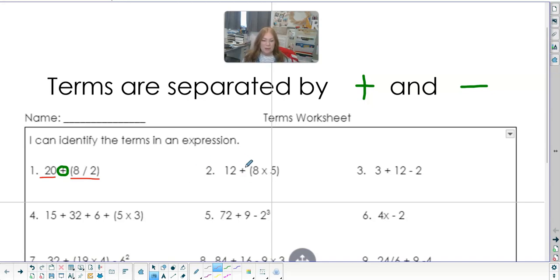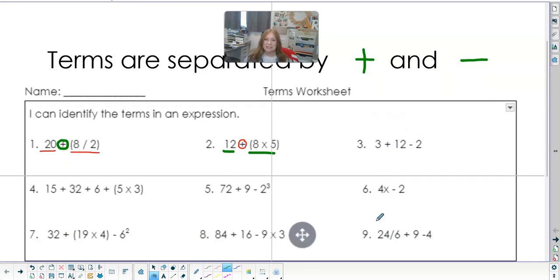So number 2, we have this add sign here, and then we're adding on 8 times 5. So we only have one add or subtract sign. So 12 is a term, and then 8 times 5 is a term. Okay, so I'm going to have you try 3, 6, and 9 on your own. So circle the add and subtract signs, underline the terms.